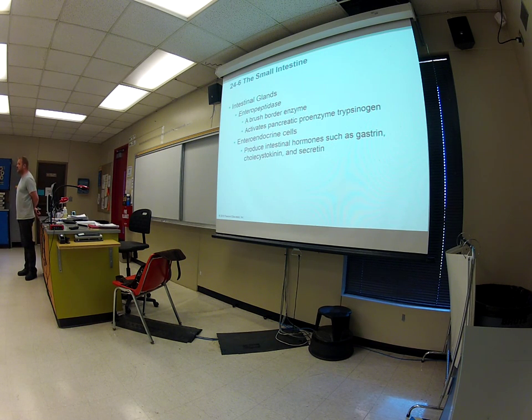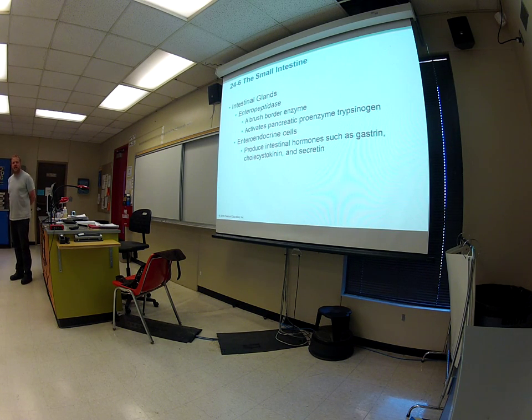Well, if it's trypsinogen, what's it going to become? Trypsin. Generating, like pepsinogen to pepsin. Okay, enteroendocrine cells produce intestinal hormones such as gastrin, CCK, and secretin, all needed to activate the digestive process. Let me say that one more time. All of those are needed to activate the digestive process.